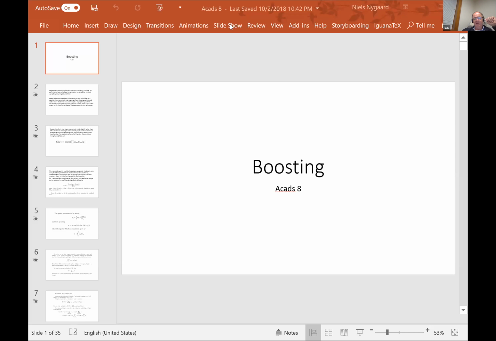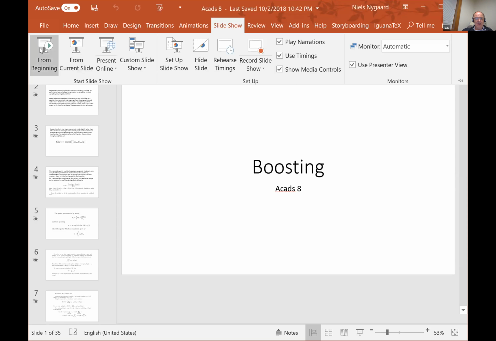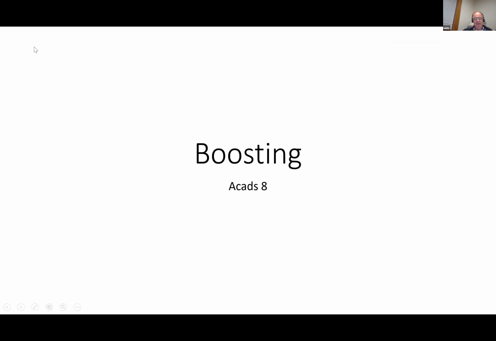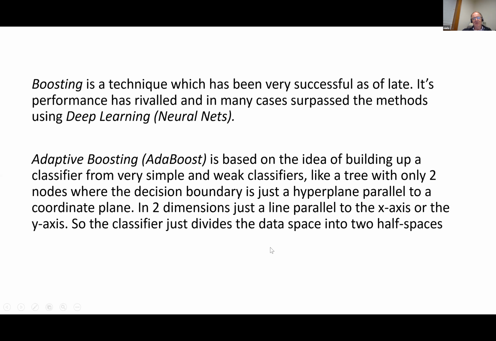Okay, so we're going to talk about boosting. Boosting is a way to make classifiers that has been very, very successful. It's done quite well in terms of both accuracy and predictive power. It does maybe have some problems with overfitting sometimes, but they can be alleviated. We will see how we can do that in the second half.